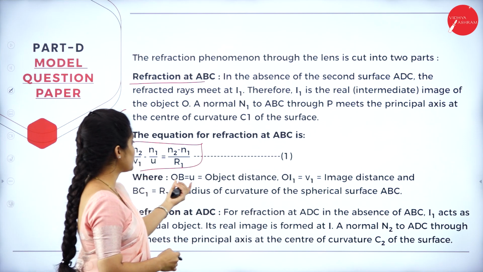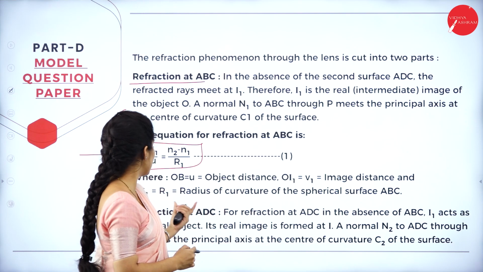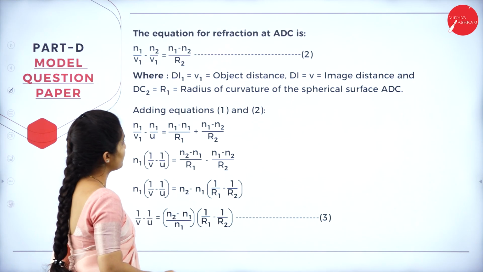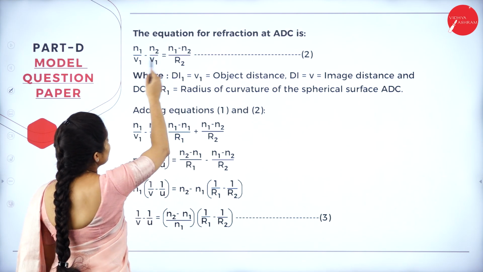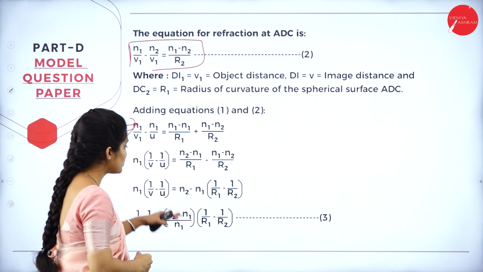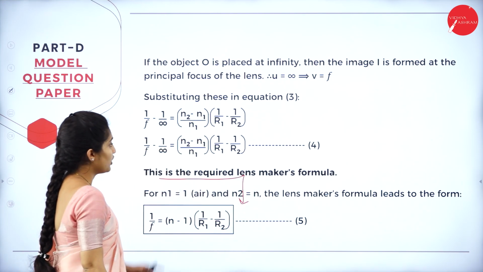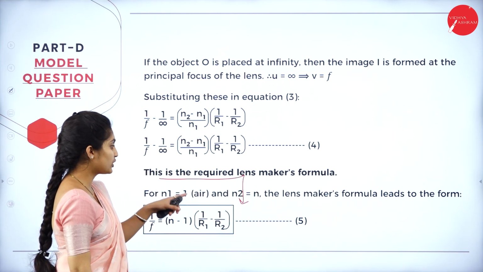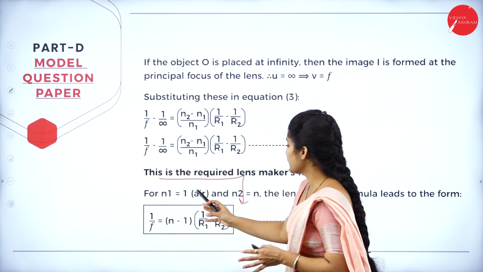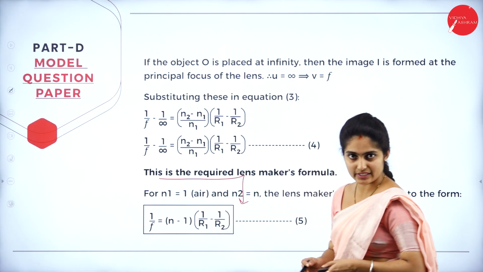You will have to mention what OB is. OB means it is U, and this represents B, that is the image of the object. Then refraction at ADC means the other side of the refraction you will have to set. Then you equate the two equations as given here, and solve and simplify. Finally you will end up with the lens maker's formula. For N1 equal to 1, that is in case of air, rarer and denser media, you will have this equation. Here ends the lens maker formula derivation.